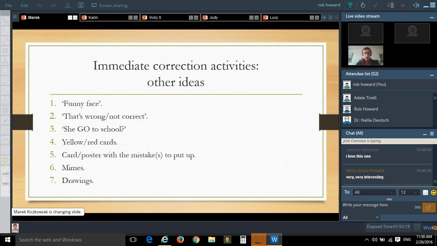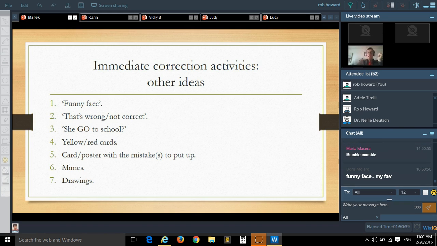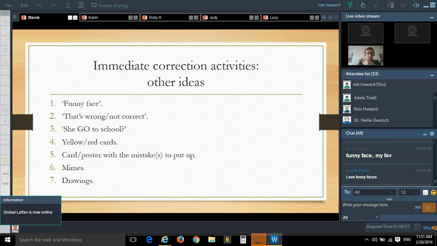Okay, there are also other immediate correction activities. You can do a funny face, or you can discover the wrong intonation, "she go to school". You can have yellow or red cards if you're into football, or your students are. You can have a poster or a card with the mistake. So for the third person S, you could just draw a snake and take out the card or the poster whenever somebody makes a mistake. And instead of the dictations or drills, you could do mimes or drawings, where the student has to guess the sentence and practice the correct language.